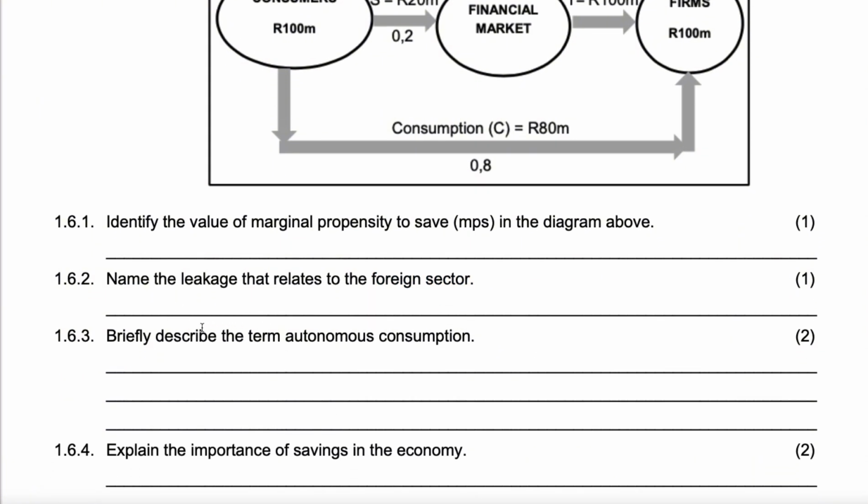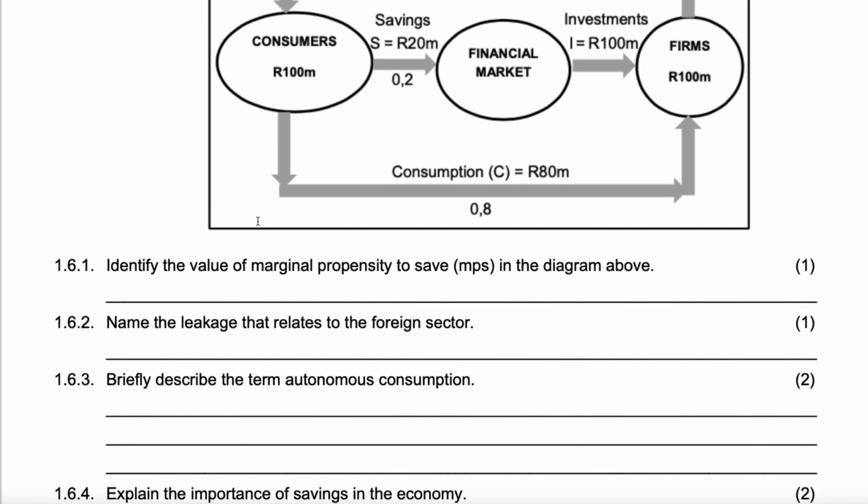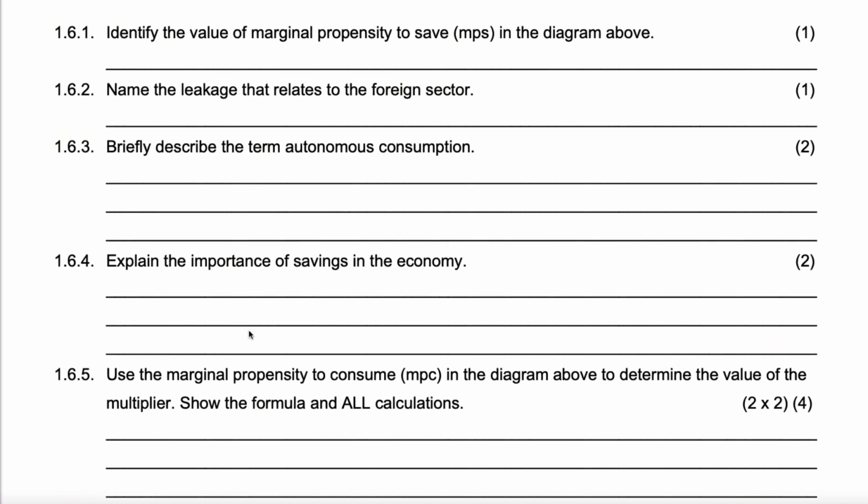Right, briefly describe the term autonomous consumption. Well, we had it in our summary, where we said consumption that is not affected by the level of income is autonomous consumption. So basically you want to say something like that: the level of spending that is independent of the level of income or changes in income. So basically it means even when income is at 0, this consumption happens regardless. So we call it autonomous consumption. The opposite of this would be induced consumption, which is consumption that is affected by the level of income.